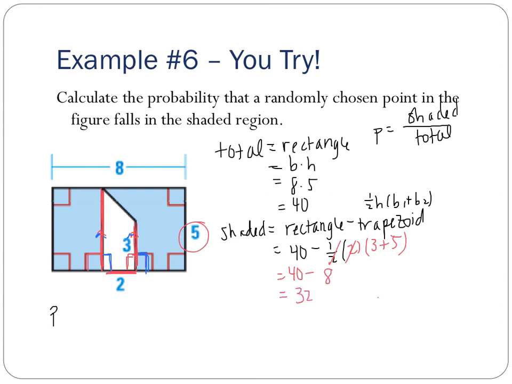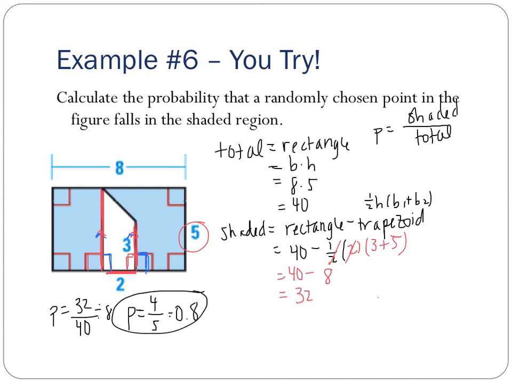Okay, so now we're on to calculating our probability. It's going to be shaded, which is 32, over total, which is 40. Please remember that you have to simplify this. So I need to think, what can I divide both 32 and 40 by? Well, I can divide both by 8. 32 divided by 8 is 4. 40 divided by 8 is 5. So my probability is 4 over 5, which is 0.8.